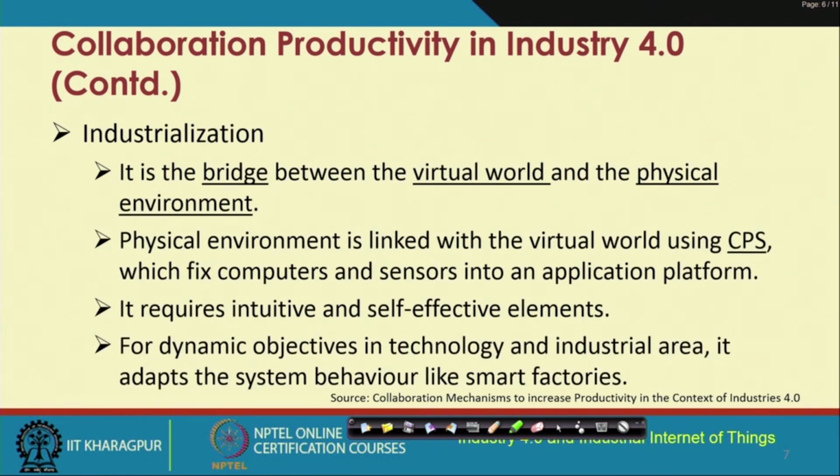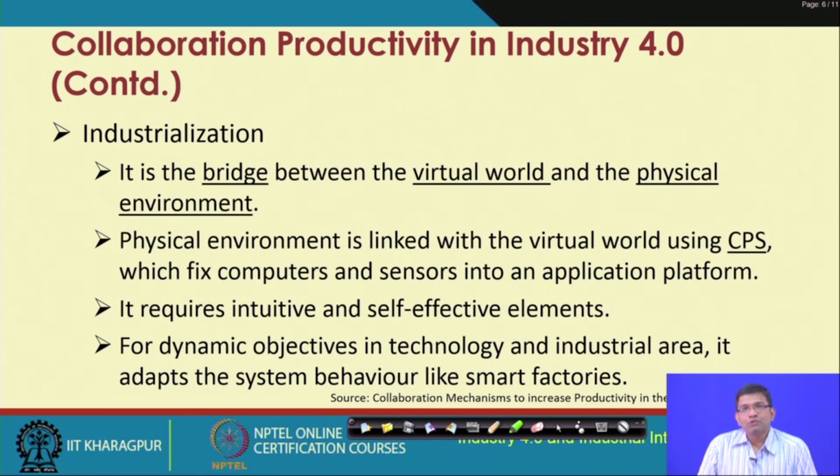Industrialization. So, it is basically the bridging between the virtual world and the physical environment. So, the physical environment is linked with the virtual world using cyber physical systems, which we talked about earlier, and these cyber physical systems are equipped with computers, sensors, actuators and so on. So, these systems will require intuitive and self-effective elements to be adopted in them.